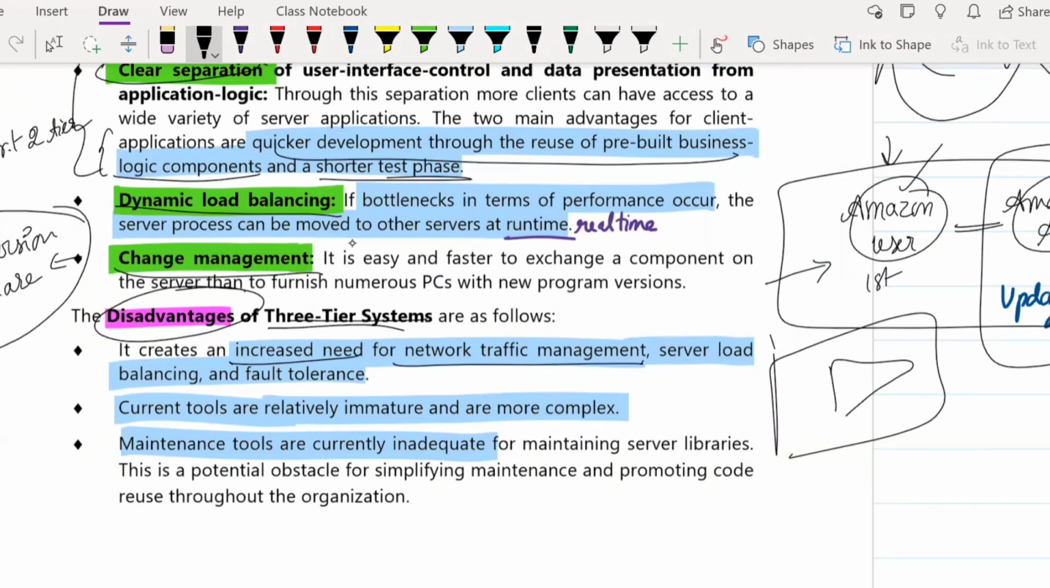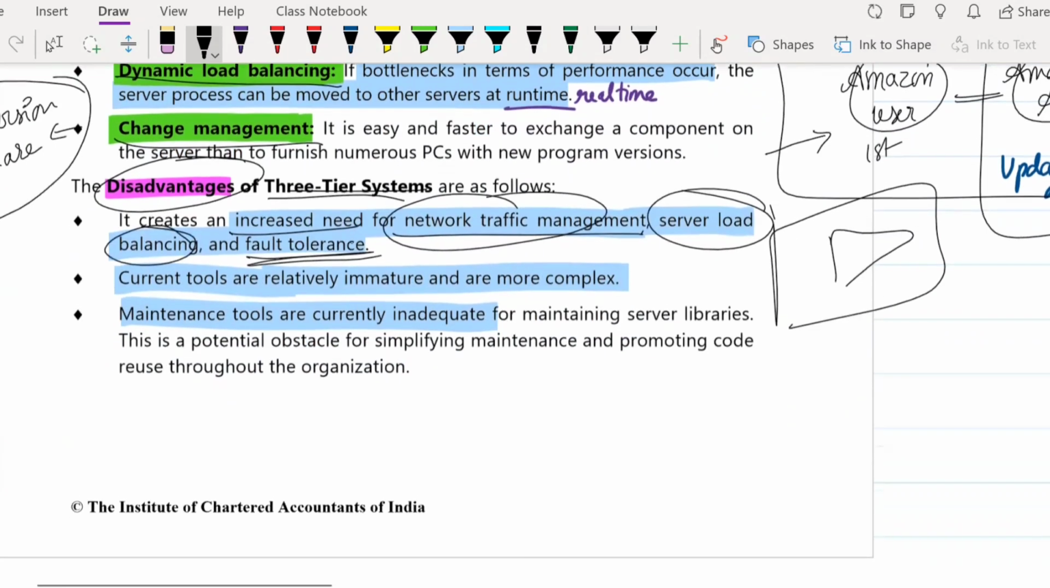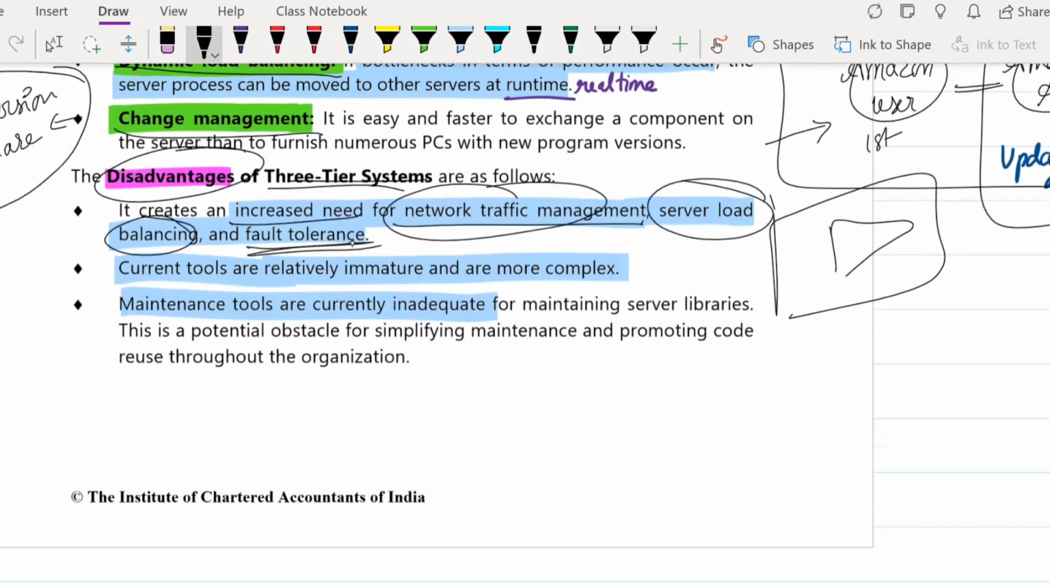So there is an increased need of network traffic management now in the 3-tier system, and the server load balancing should also be done, and the fault tolerance should also be good. That means there must be the least amount of faults. Usually the fault tolerance is not good in a 3-tier system, so it comes out as a disadvantage.